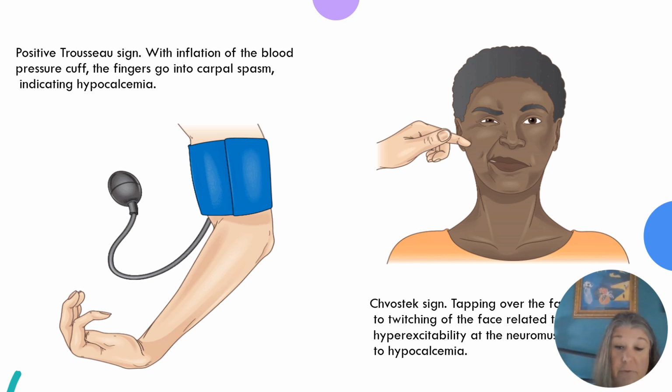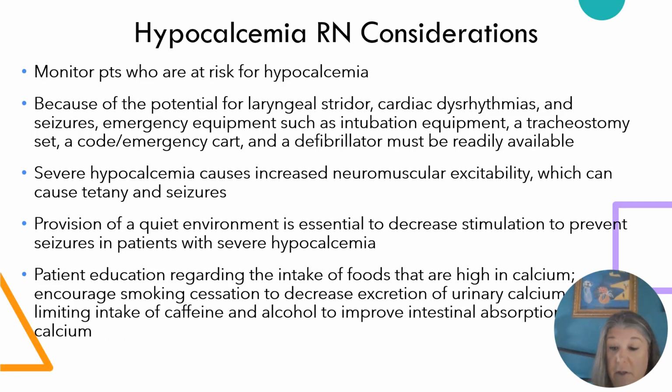Here's our positive Trousseau's and Chvostek's. This is slide 24. Definitely take a look at these. And remember, Chvostek's, cheek twitching, right? Tapping the nerve over the facial nerve, and you're going to end up with hyperexcitability, the Chvostek's sign. And Trousseau's is the other one, with the blood pressure cuff and the carpal spasm.